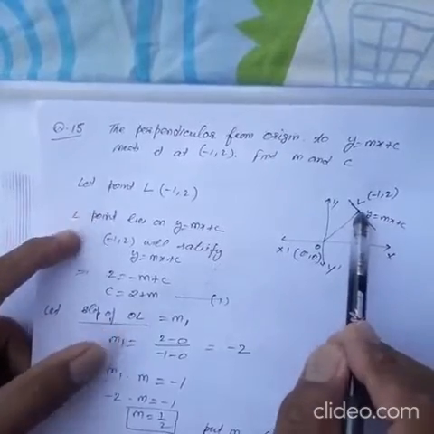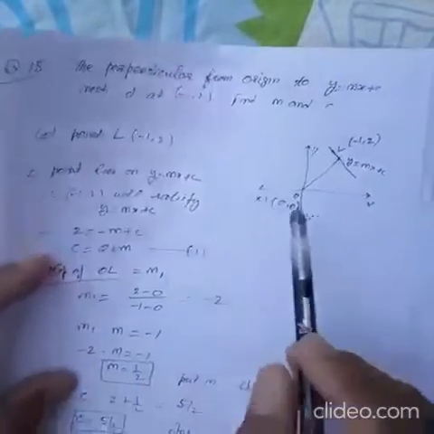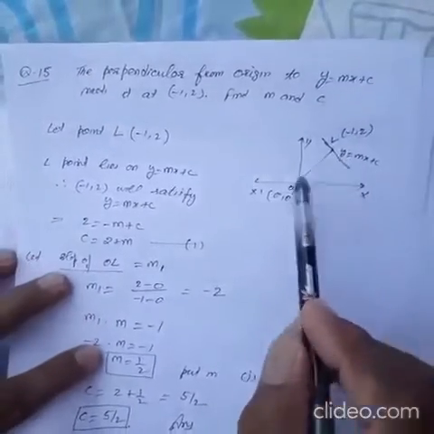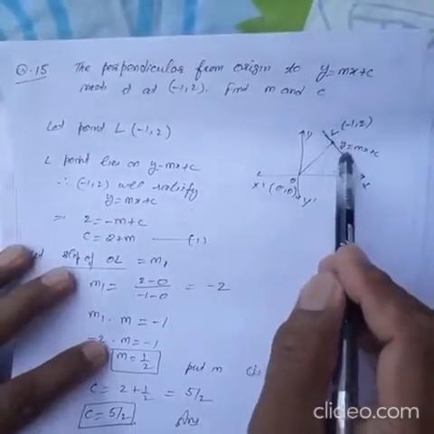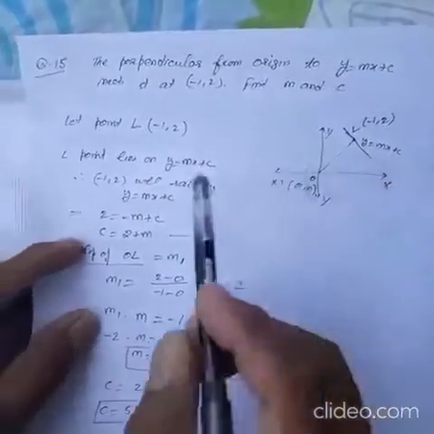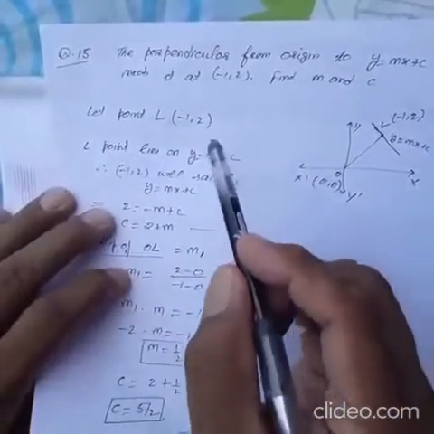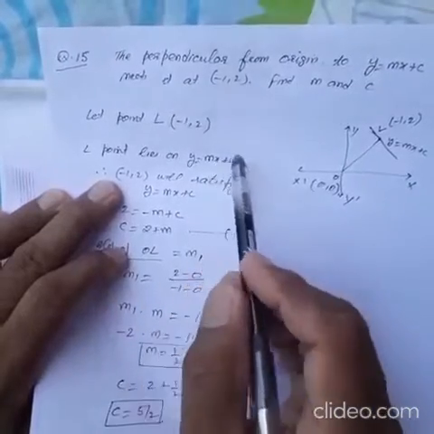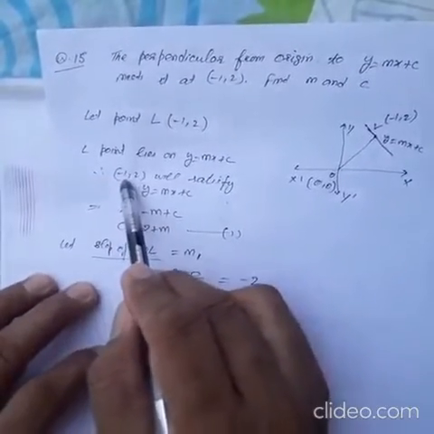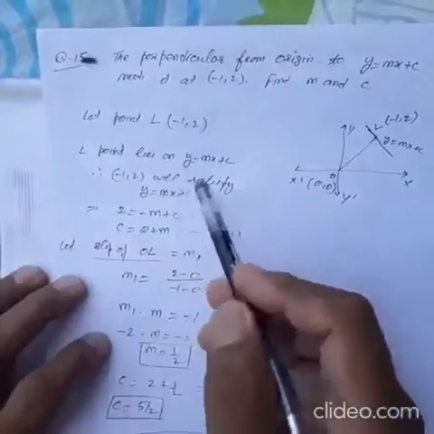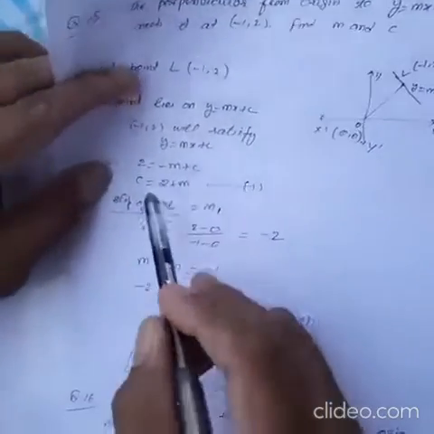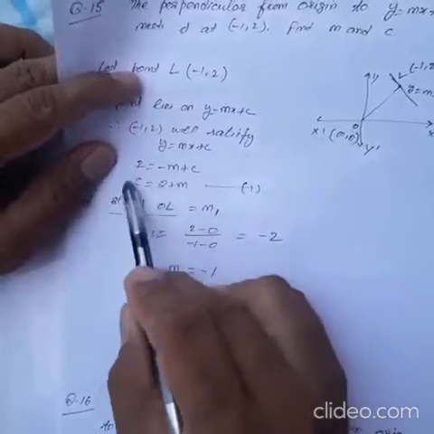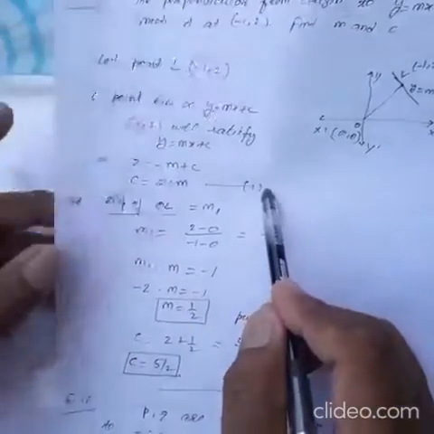So let this be point L. Naturally OL is perpendicular to the given line, and point L lies on this line, which means its coordinates will satisfy the equation. So replace x by -1 and y by 2. You will have the equation c = 2 + m. So this is the value of c. Let it be equation number 1.